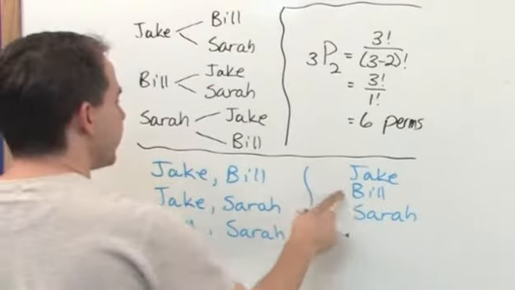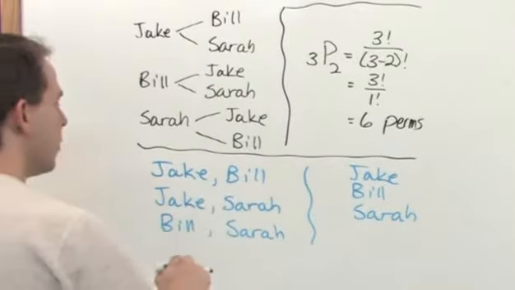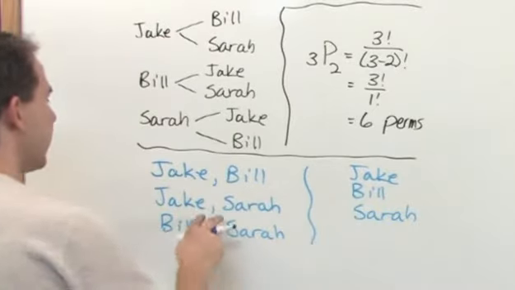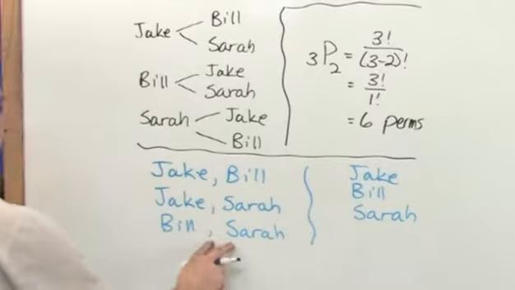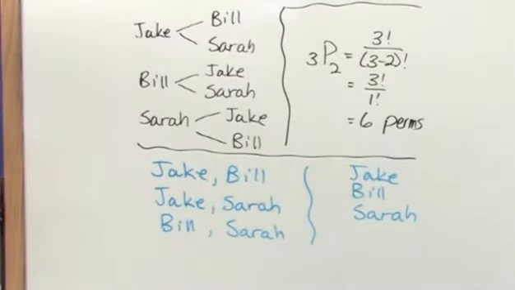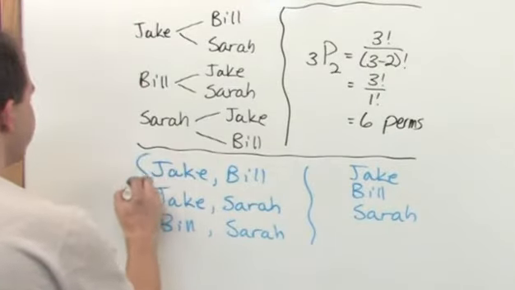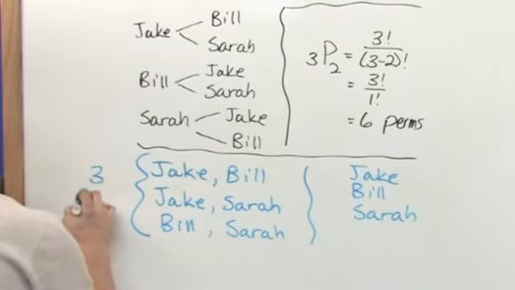If you try to go the other way and say, what about Bill and Jake? Well, that one's covered by this, even though they're in a different order. What about Sarah and Jake? That one's covered here. It's just in a different order. What about Sarah and Bill? That one's covered here. It's just written down in a different order. But the order doesn't matter because we're just sending them on a plane trip somewhere. So what I'm getting at here is there are only three combinations.